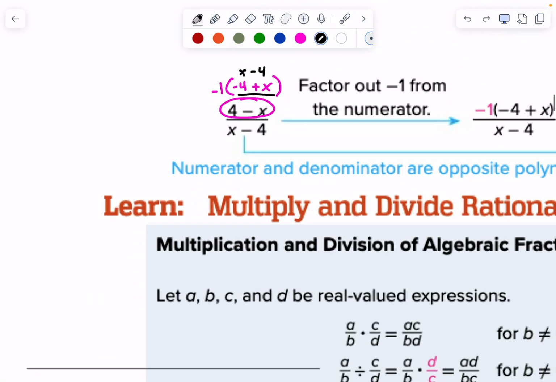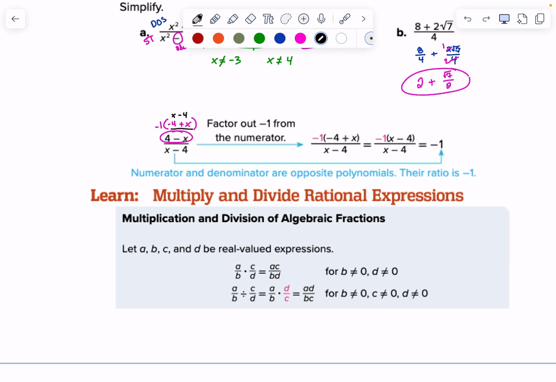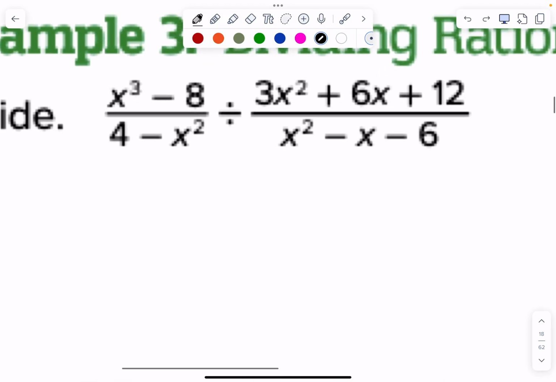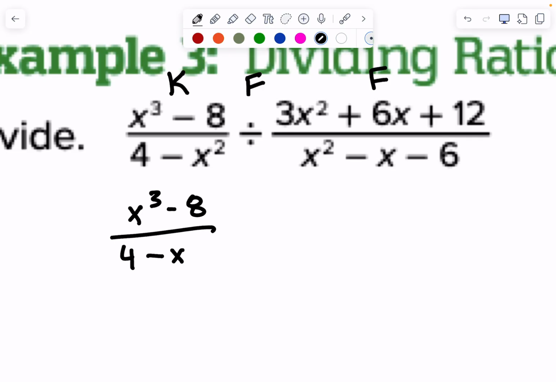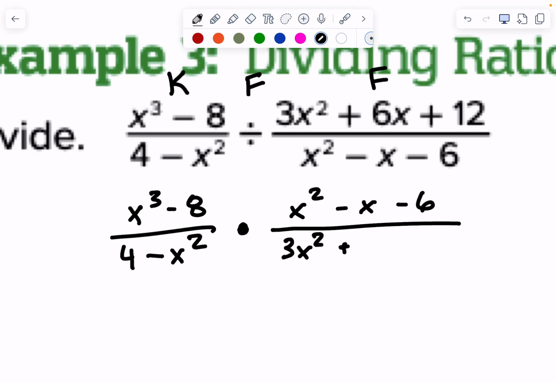All right, multiplying and dividing rational expressions. Let's go down here. Okay, example 3. This is division. When you're dividing, you keep, flip. So I'm going to keep the x cubed minus 8 over 4 minus x squared. It's just chilling. Times, I'm going to flip that to multiply, and this is going to be x squared minus x minus 6 over 3x squared plus 6x plus 12. That's what we've got.